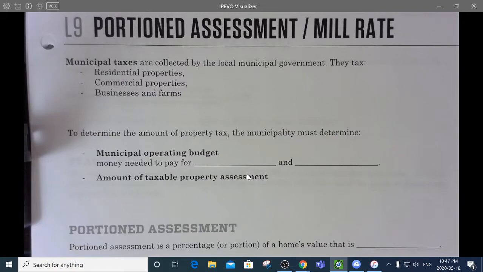Let me just grab a pen here and let's start talking about lesson 9, portioned assessment and mill rate. This is the first of two lessons on property taxes that we'll be doing to wrap up the unit on home finance.